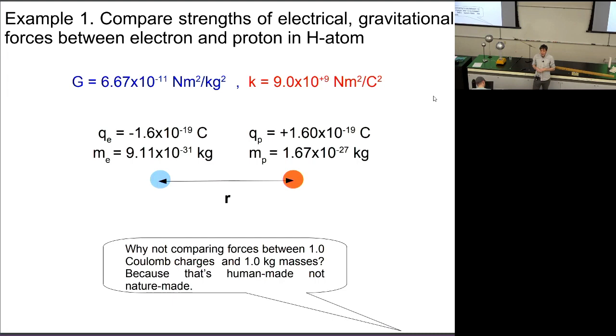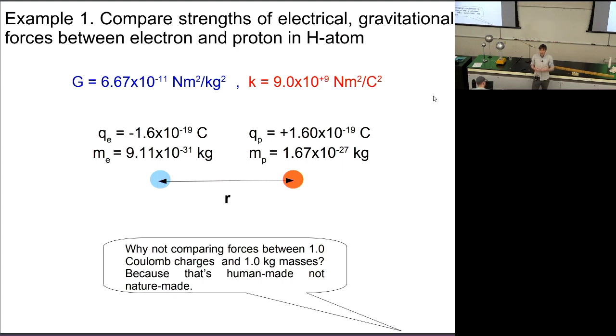You see, the humans made the units of kilograms that we measure mass in. Humans made the units of coulombs that we measure charge in. So it would be rather unnatural or artificial to compare the forces, electrical and gravitational forces, between a pair of Coulomb charges or a pair of kilogram masses. There's a better, more natural comparison we can do.